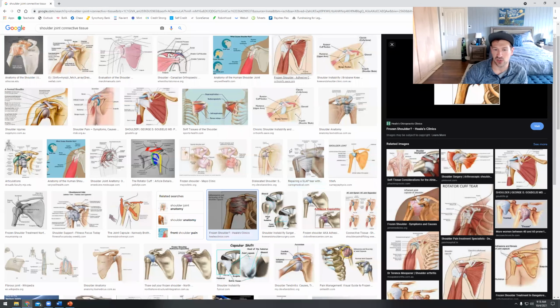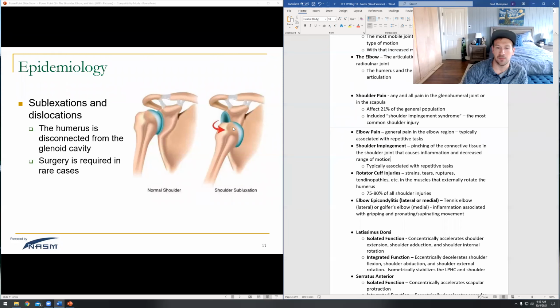And so we call that the shoulder capsule sometimes, but basically all that connective tissue just wasn't strong enough to hold it in the joint. And so when it moved out, it tore some of that as well. But a lot of times they can just pop it back into place.